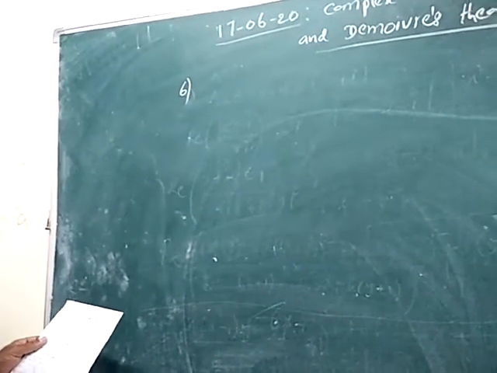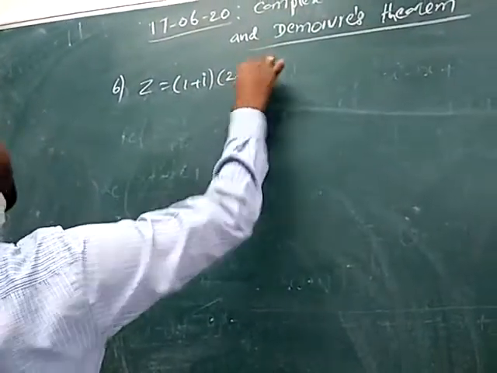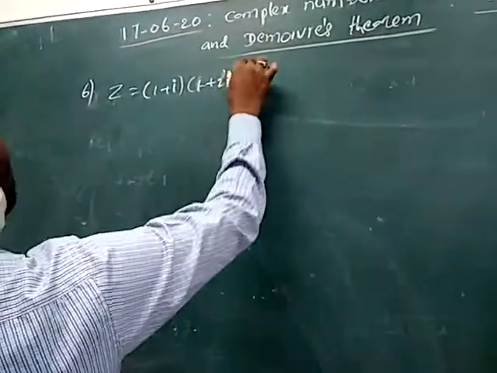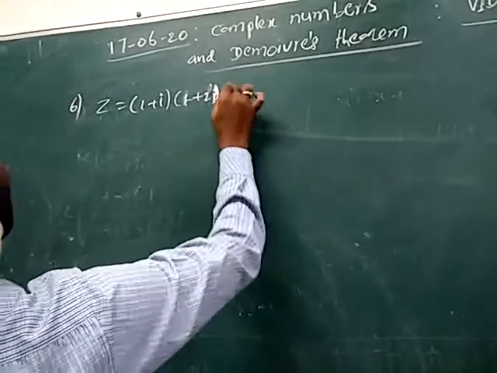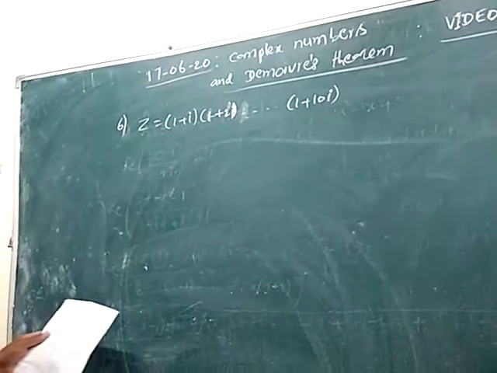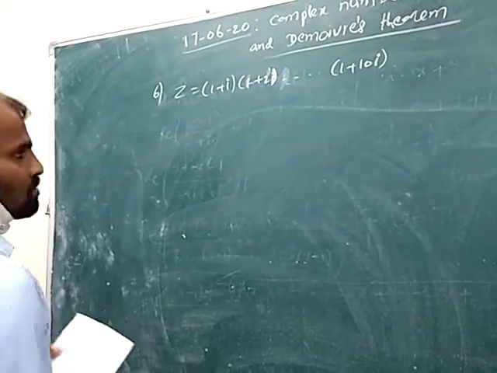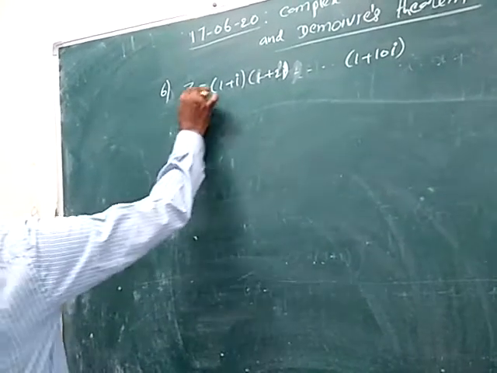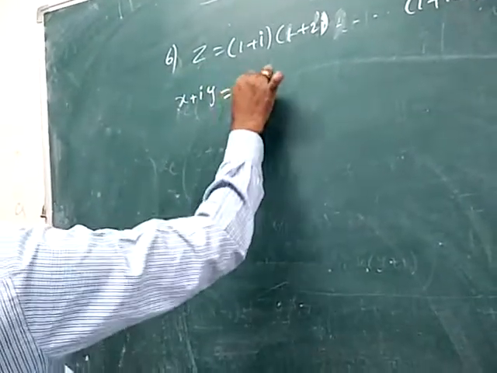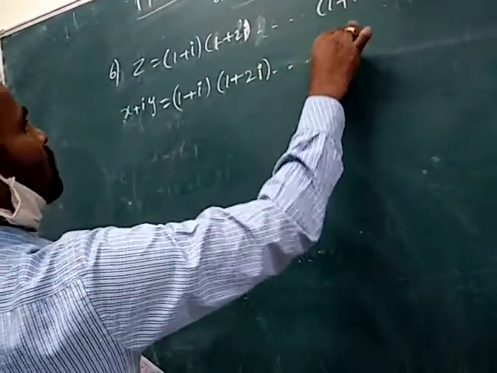If the points z, 1 plus I, 2 plus I, 1 plus 2I, 1 plus 3I, and so on, 1 plus 10I, lie on a circle with center at origin and radius r, then r square is? So z is given like this. Now what is z given? x plus Iy equal to (1 plus I) into (1 plus 2I) and so on, (1 plus 10I).